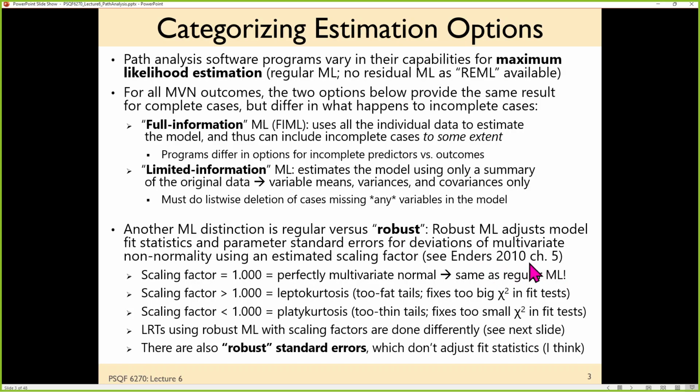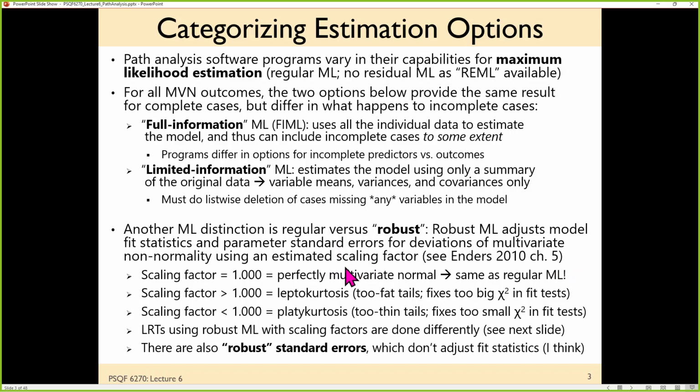So on your reading list, Enders' Chapter 5, it's actually a missing data textbook, but he talks a lot about how maximum likelihood works in the case of missing data as well as robust. It's the best explanation of this that I've seen. So I put it in all my classes so that people can benefit, because he does a much better job at explaining it than I can.